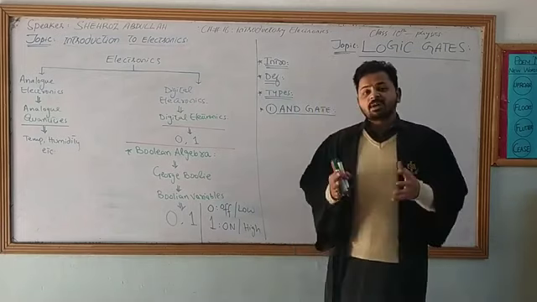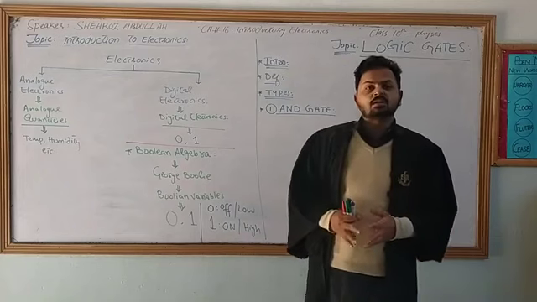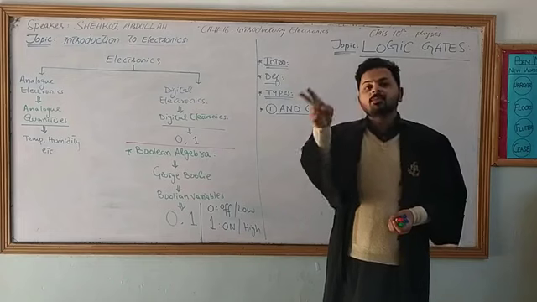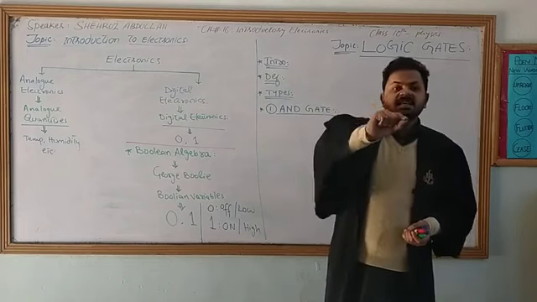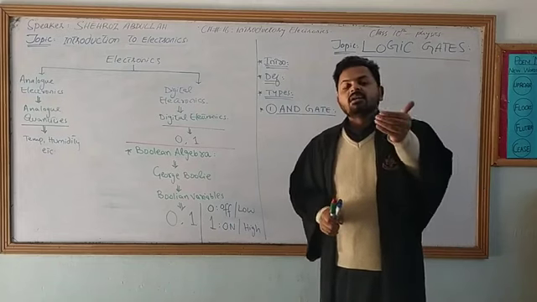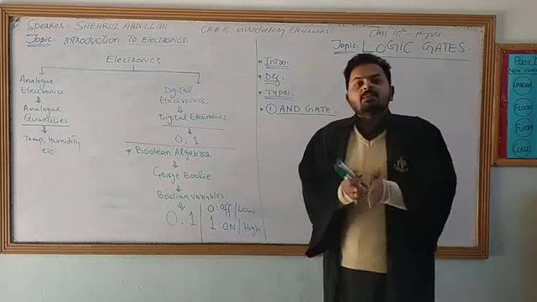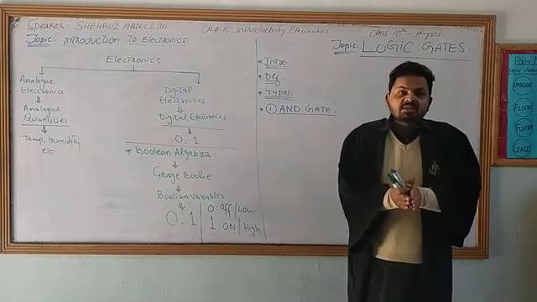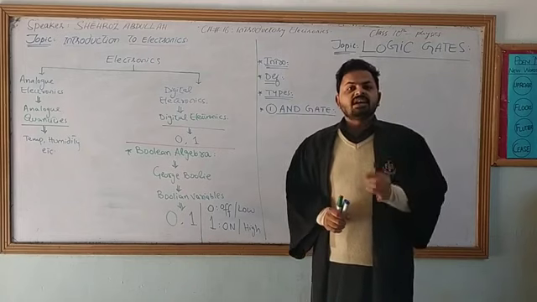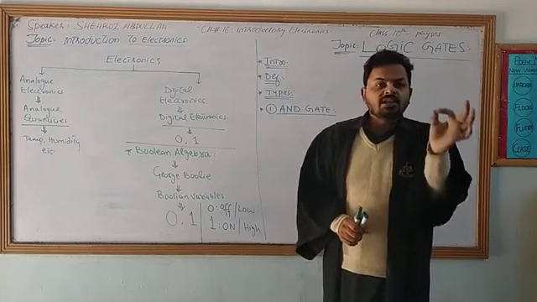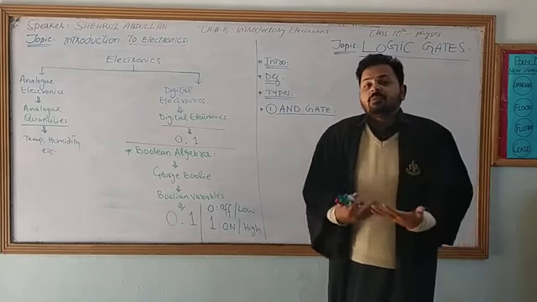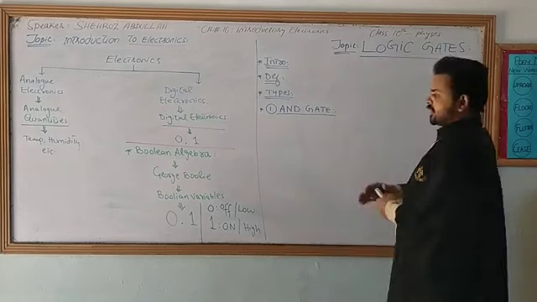Coming back to digital electronics. Digital electronics is that branch of electronics which deals with digital quantities. What are digital quantities? Those quantities which cannot be perceived, for example, 0 and 1. Digital electronics is that branch of electronics which deals only with digital quantities. Digital quantities are those quantities like 0 and 1 which cannot be perceived. They are in the form of digits.